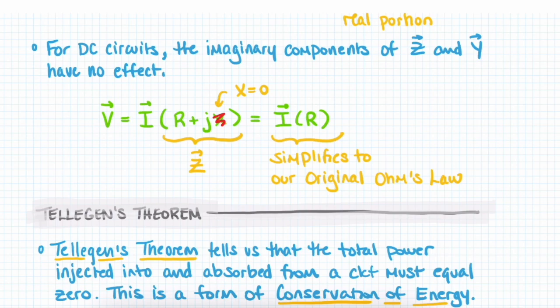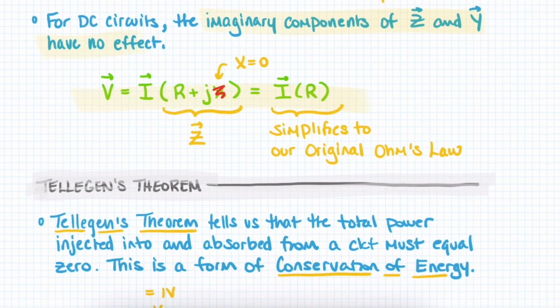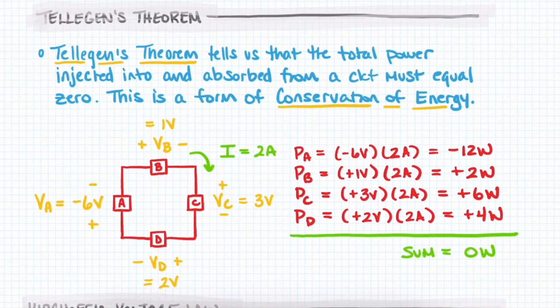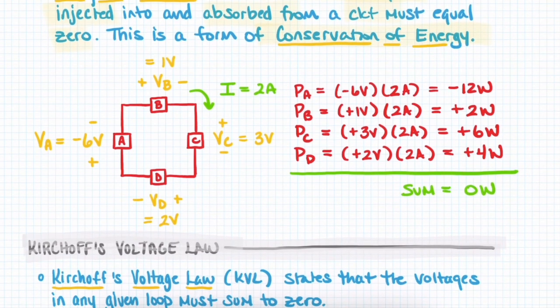For DC circuits, the imaginary components of Z and Y have no effect, and so we end up with V equals IR as opposed to V equals IZ. Okay, next is Tellegen's theorem. Tellegen's theorem tells us that the total power injected into and absorbed from a circuit must equal 0. And as you would expect, this is a form of conservation of energy.